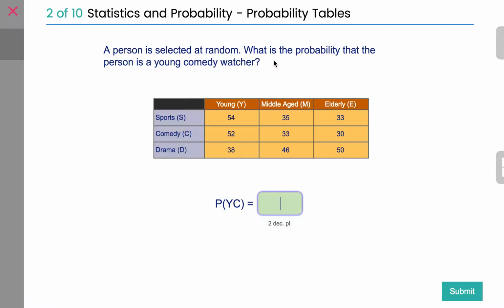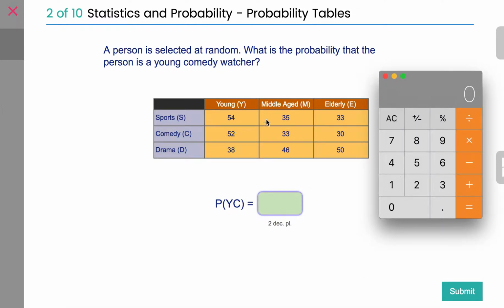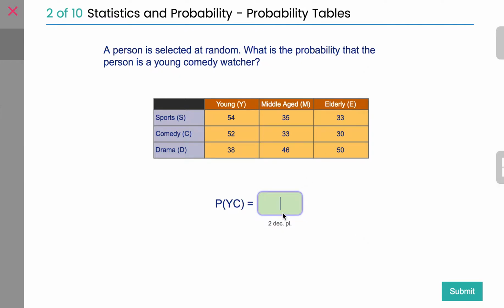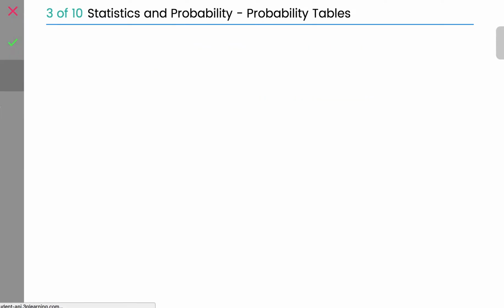A person is selected at random. What's the probability they are a young comedy watcher? So young comedy is 52 out of the total amount there. So let's add up the total amount. We've got 54 plus 35 plus 33 plus 52 plus 33 plus 30 plus 38 plus 46 plus 50. 371. 52 out of 371 is 0.14 again, and to 2 decimal places is just 0.14. It doesn't round up to 0.15 because of the 0. So just 0.14, and we get that one correct.